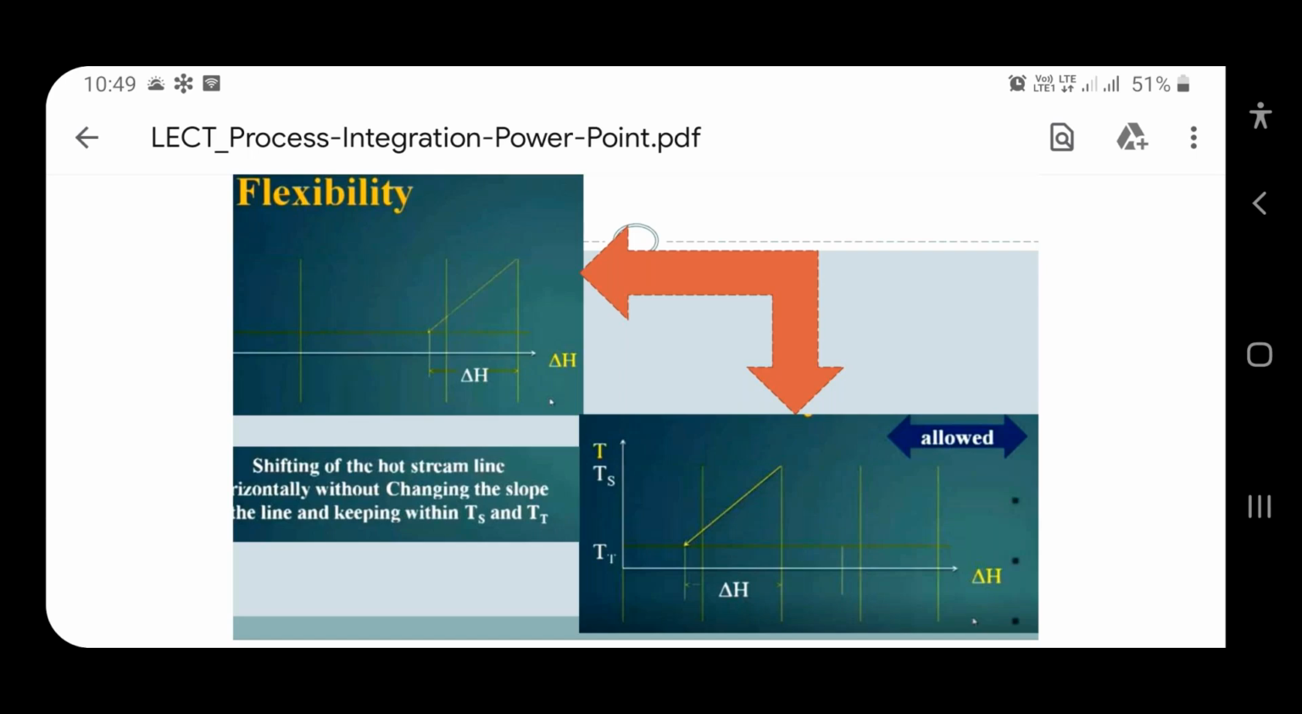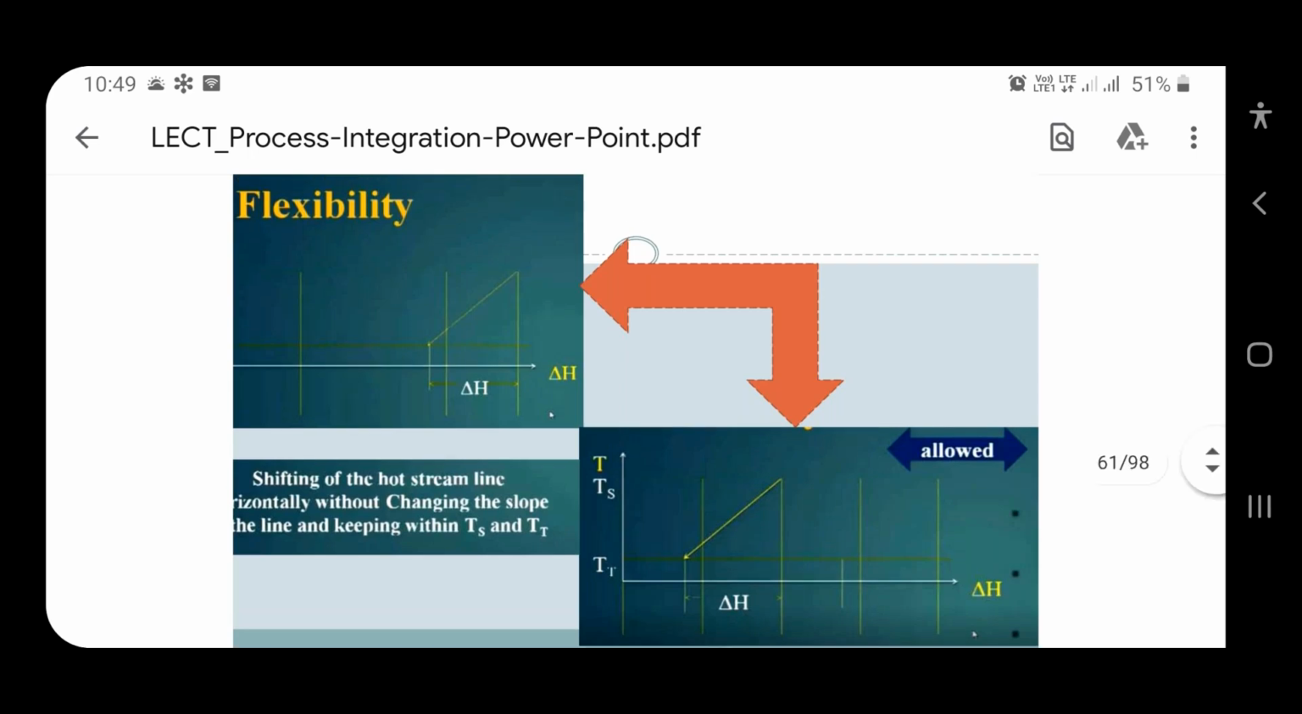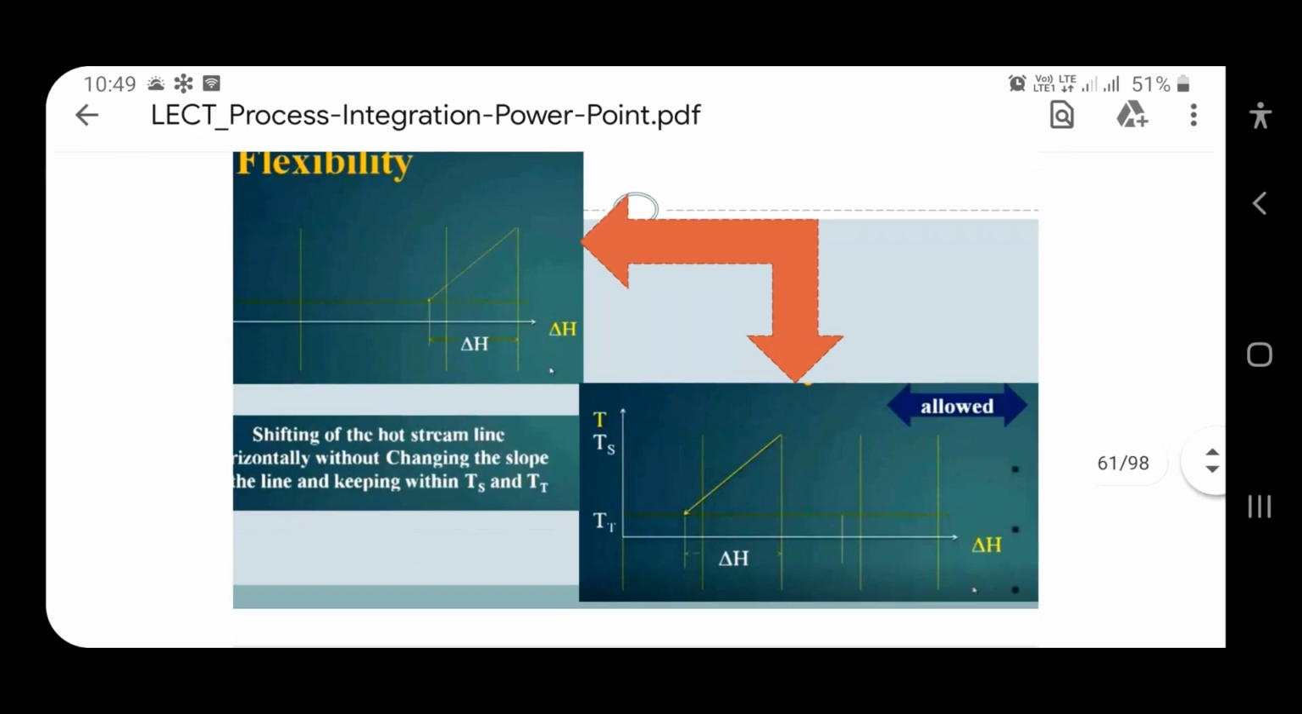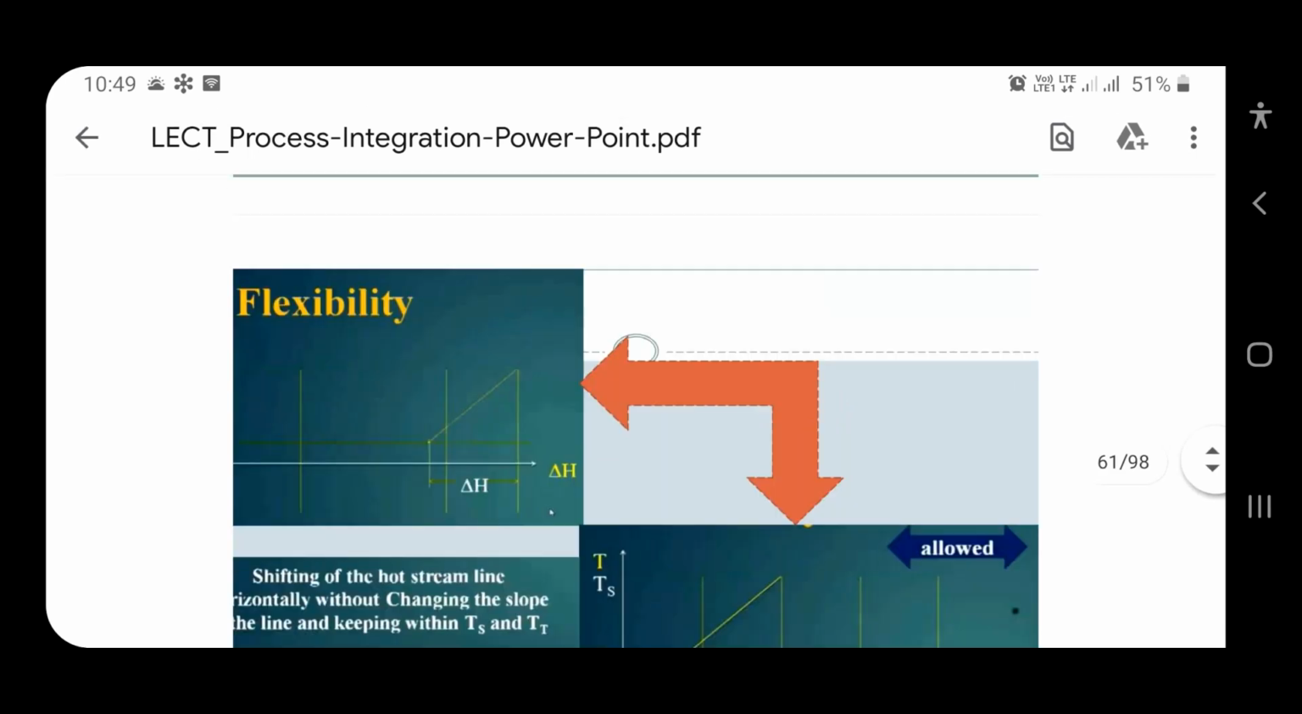So there is a difference between the two graphs, but you must keep in mind that the delta H value should be constant and the delta T value should be constant. You can move it anywhere, or you can shift that curve anywhere in the graph.